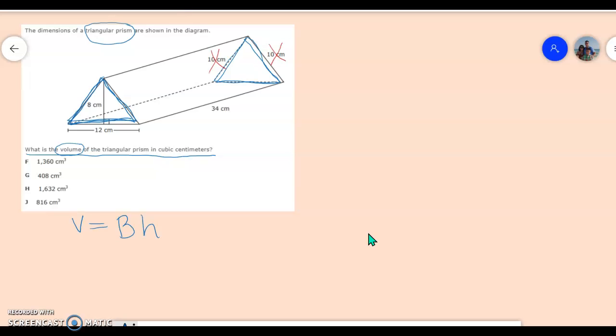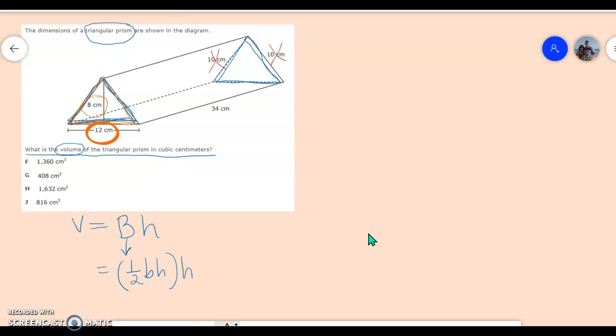The next thing I'm going to do is substitute in a formula for the capital B, which means base area. Since my base is a triangle, I'm going to substitute in 1/2 of the base times the height of the triangle, and then I want to multiply that by the height of the prism. Okay, so next step is to find those numbers. The triangle that I'm using, I'm now going to identify in orange. It has a base number of 12 and a height number of 8.